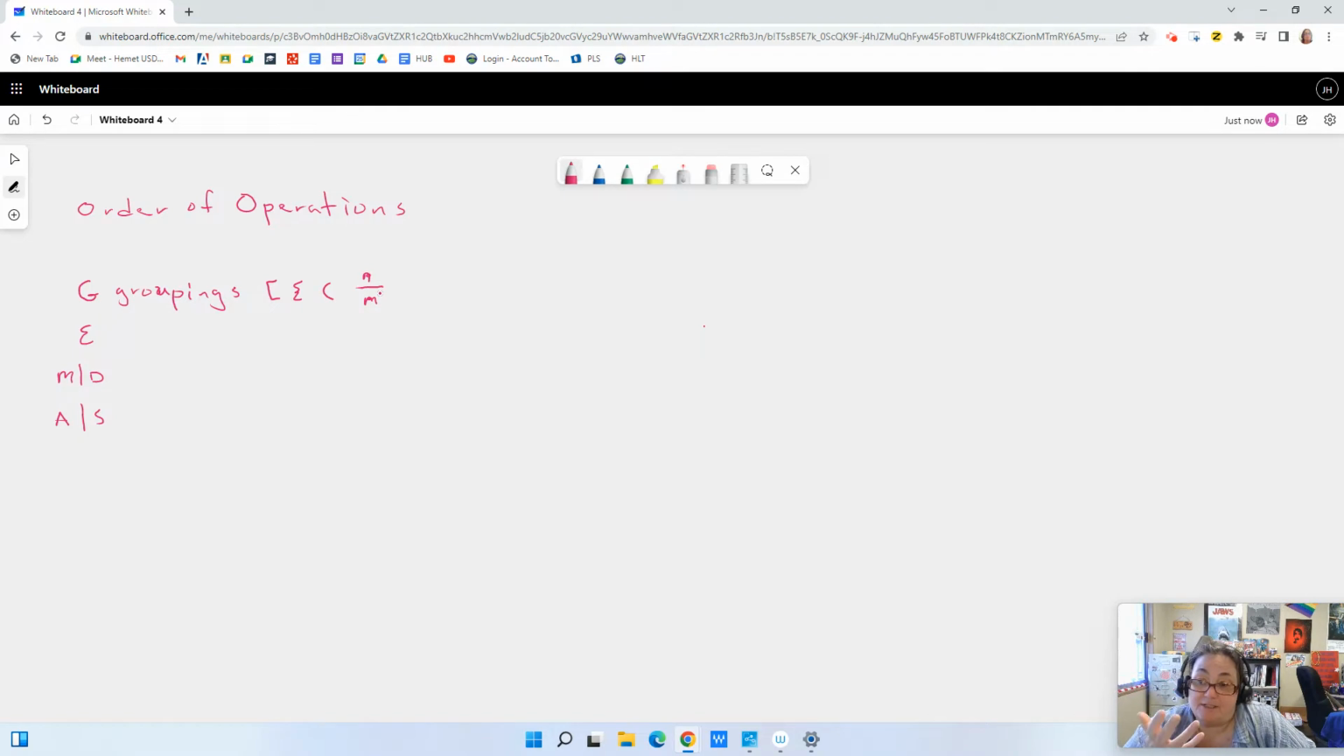Which is why I like to think of it as GEMDAS. You could still remember P for PEMDAS because it's probably ingrained in your brain. But remember, it applies to any grouping, right? Not just what's in the parentheses. It could also be like absolute values as a grouping, right? The next one, E, is for exponents, right? Things raised to a power.